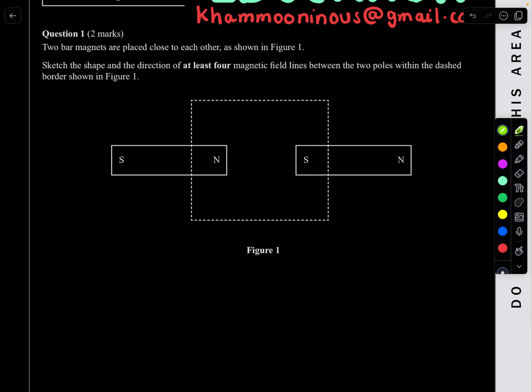Question 1. Two bar magnets are placed close to each other as shown in figure 1. Sketch the shape and the direction of at least 4 magnetic field lines between the two poles within the dashed border shown in figure 1.